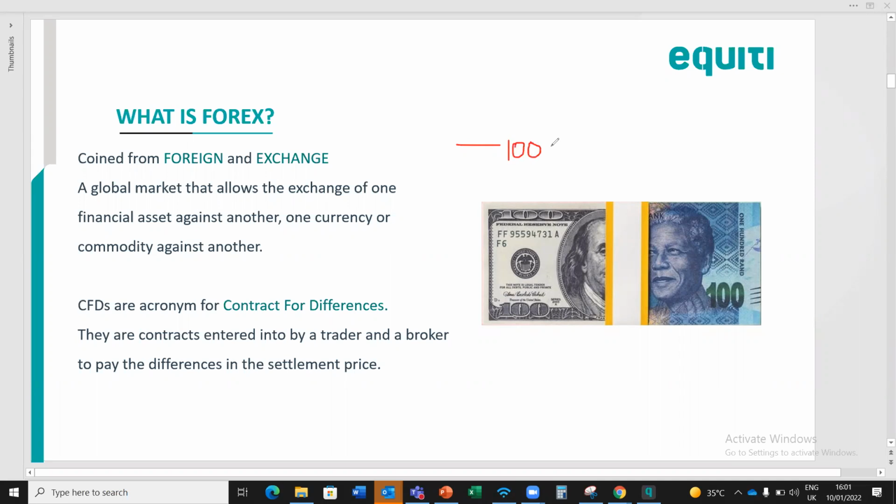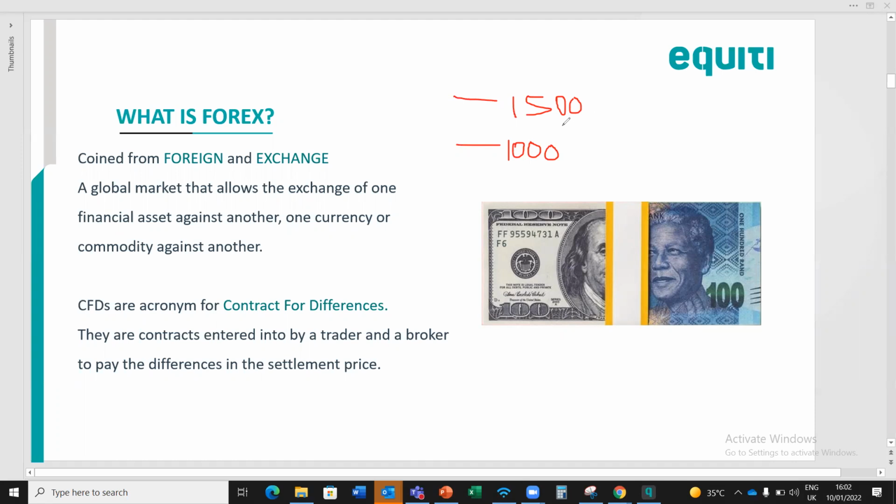Let's just use rice. Let's assume rice is being traded. So you bought a unit of rice from your broker at 1,000, and then the value of rice appreciated to 1,500. Now, your broker is responsible for paying you the difference between your 1,000 and 1,500. And what's that difference? 500, of course.